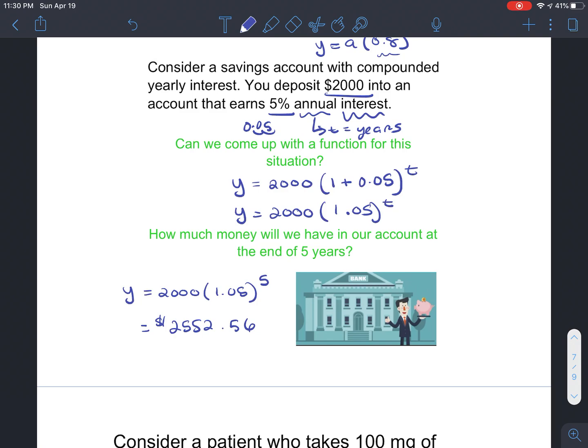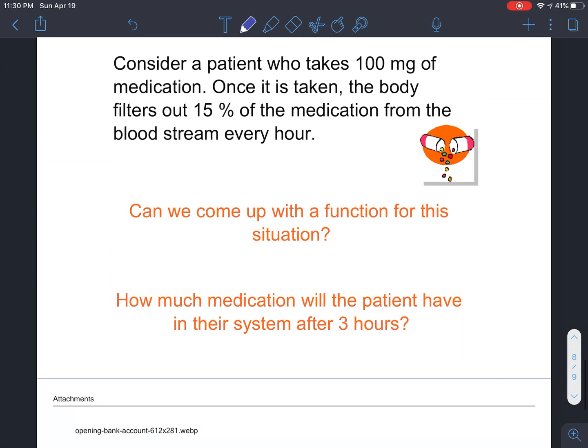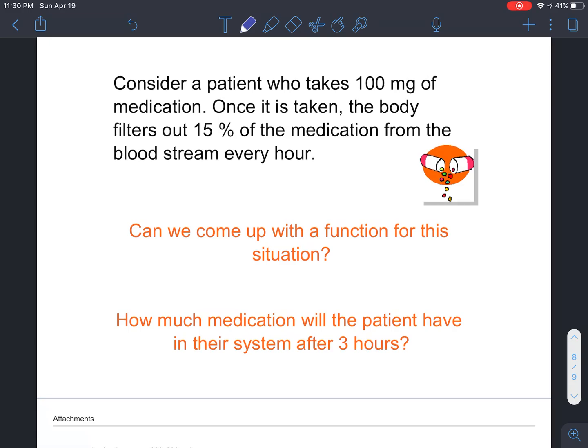Okay, so when you're banking, exponential functions, growth and decay, are incredibly important in the real world. It's probably one of the most applicable topics that we have covered this year. And that's because banks use it all the time. Interest, it's used in the medical field all the time. It's used with population. This year's a census year. All of this stuff uses exponential growth and decay to make judgments about a given situation. Okay. So let's check one more.